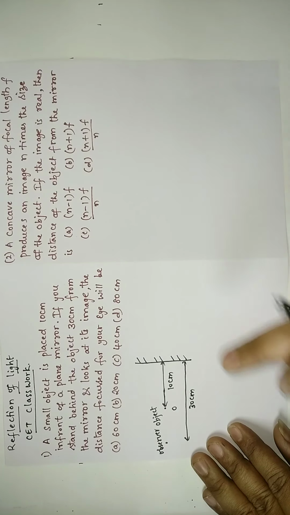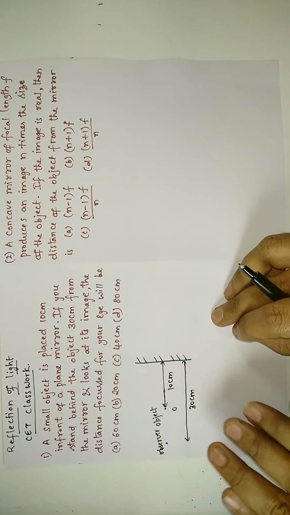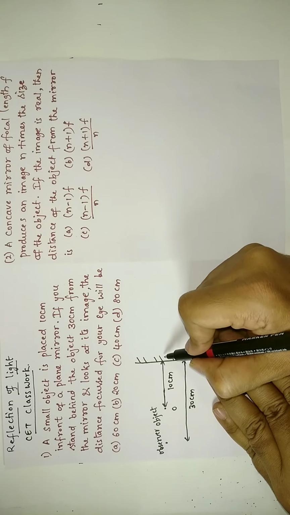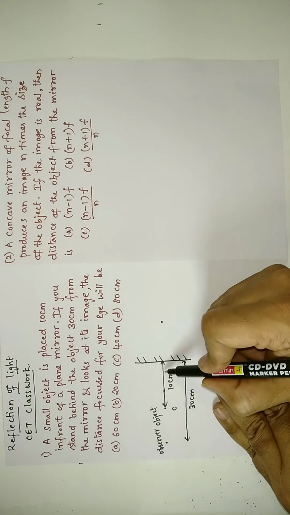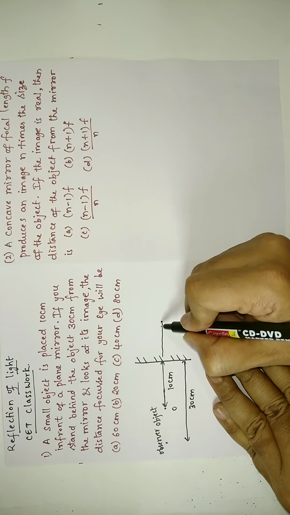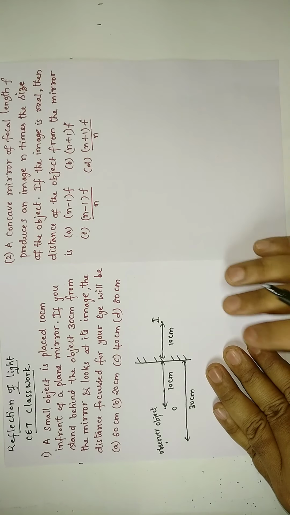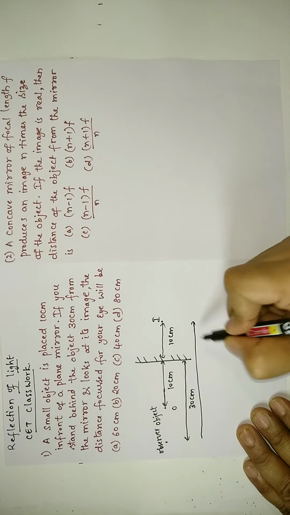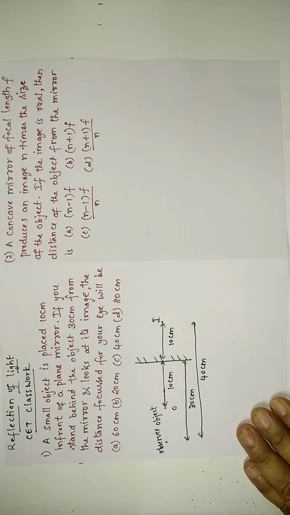The question asks for the distance focused for your eye. That means you need to find the distance of the image from the observer. In case of a plane mirror, we have seen that the image will be formed behind the mirror at a distance equal to the distance at which the object is placed in front of the mirror. So the image of the object will be formed at a distance of 10 centimeters behind the mirror. As a result, the distance of the image as observed by the observer will be 30 centimeters plus 10 centimeters, which is equal to 40 centimeters. So the distance of the image from the observer here will be 40 centimeters.